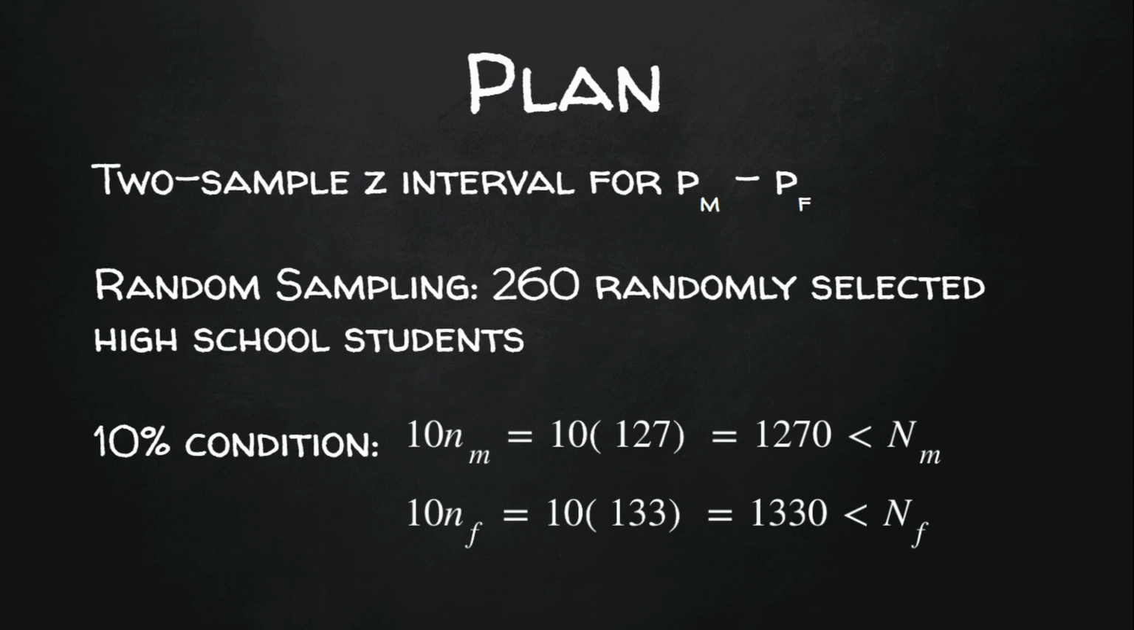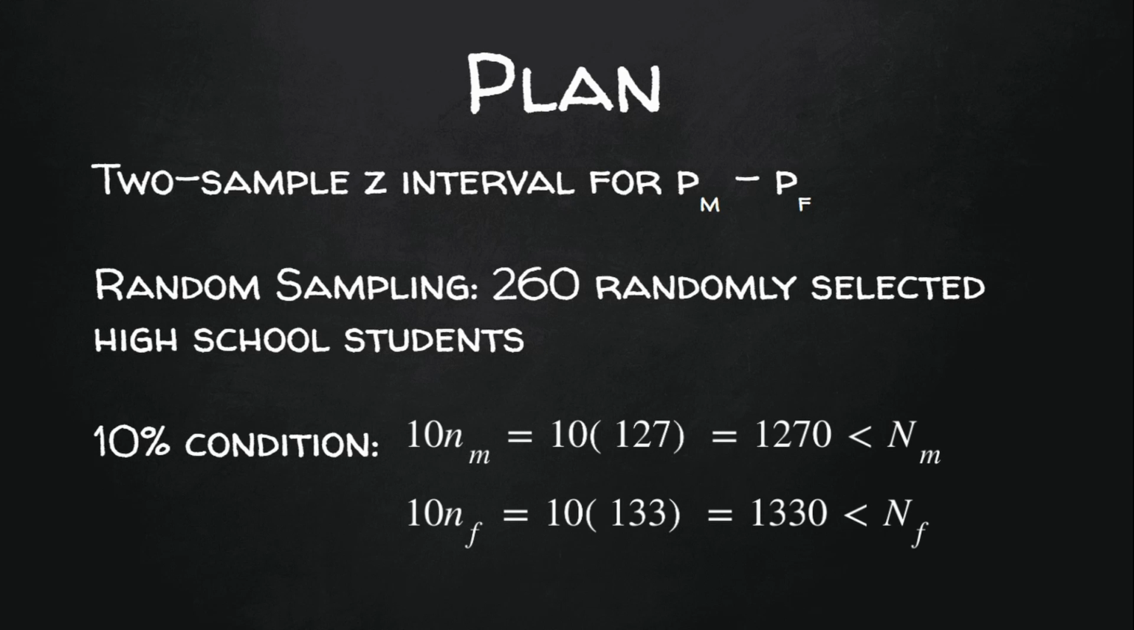Our second step is to plan. We're first going to state the interval that we are going to make. We're going to do a two-sample z interval for P sub m minus P sub f. After we've stated the interval we're planning on making, we need to check the conditions.